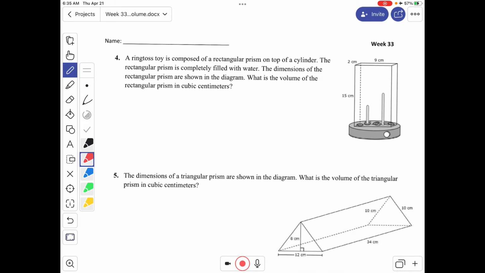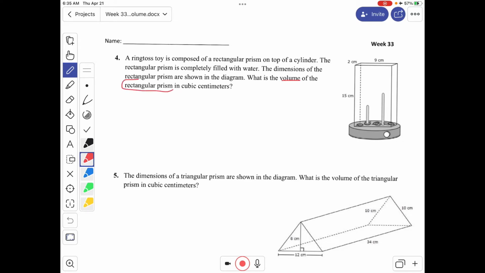Number 4, a ring toss toy is composed of a rectangular prism on top of a cylinder. The rectangular prism is completely filled with water. The dimensions of the rectangular prism are shown in the diagram. What is the volume of the rectangular prism in cubic centimeters?